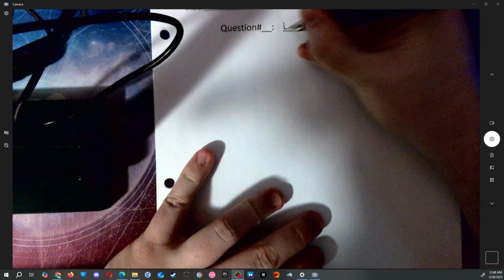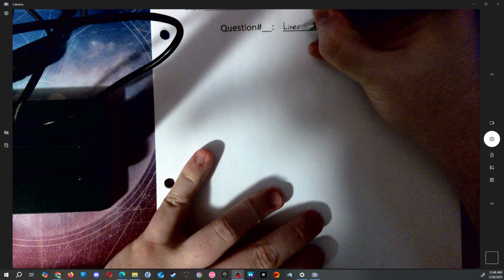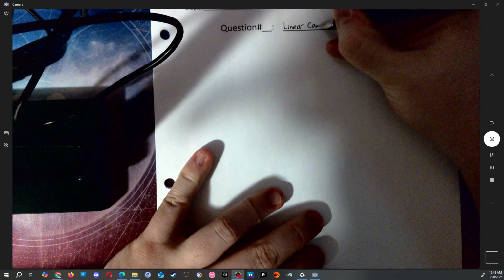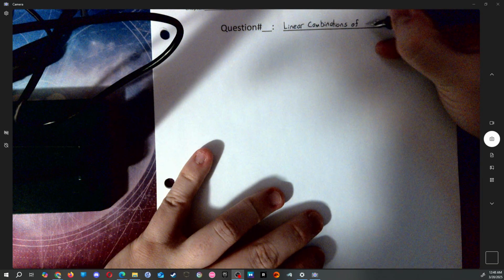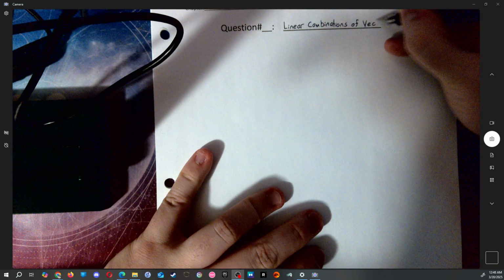So today our lesson's going to be on linear combinations of vectors. All right. So first we're just going to go over some terminology. It's mostly just recap because we've already talked about this earlier in the unit.